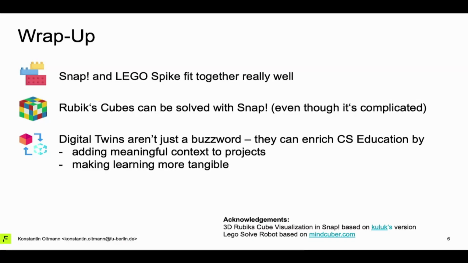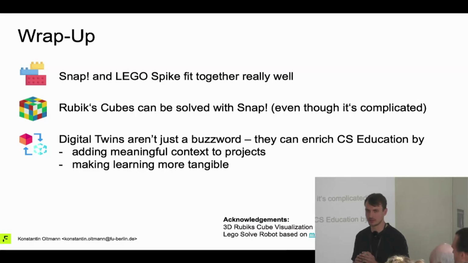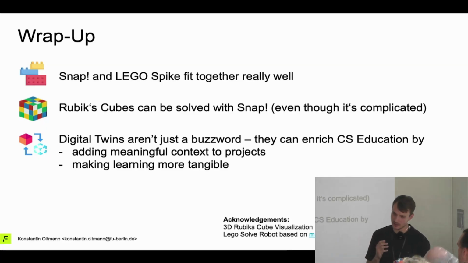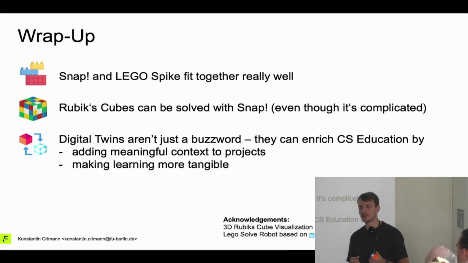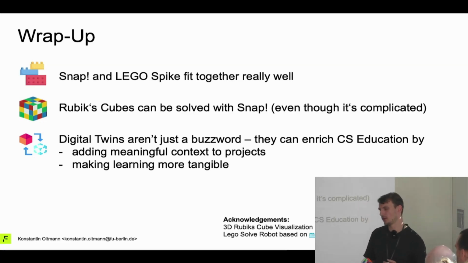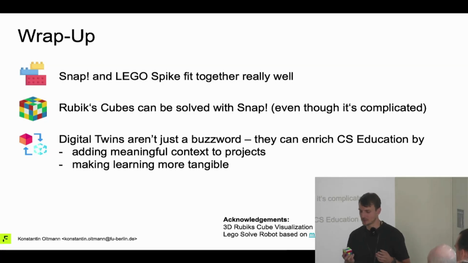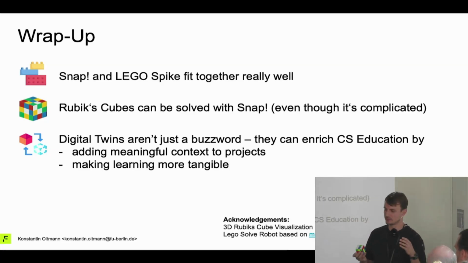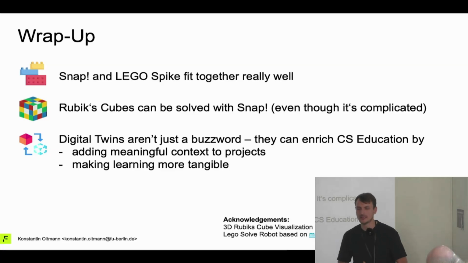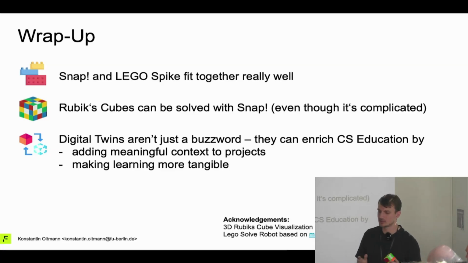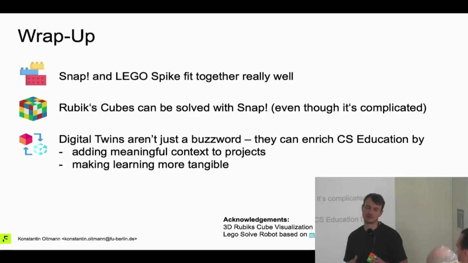But the main message is this digital twin concept isn't just a buzzword. So the idea of really trying to find objects that you can model, and while you're modeling them or while you interact with them, being able to touch them, to rotate them, to even destroy them is a cool thing, which adds context to the project, and on the other side makes learning more tangible. That's it. Thanks.